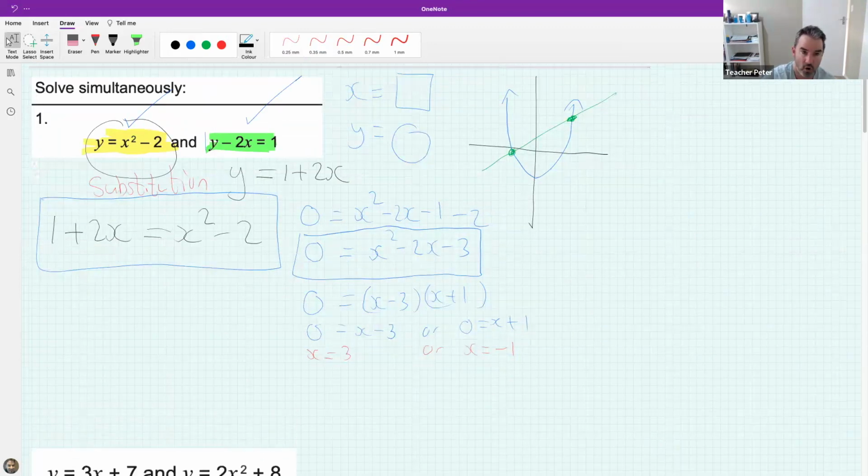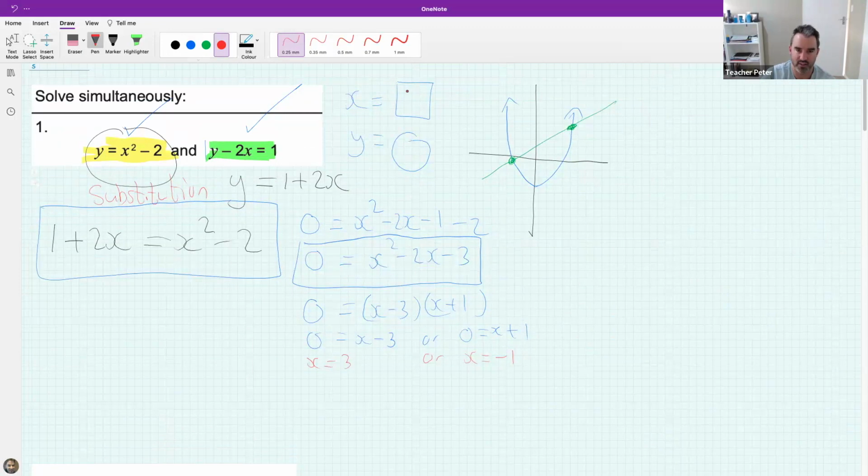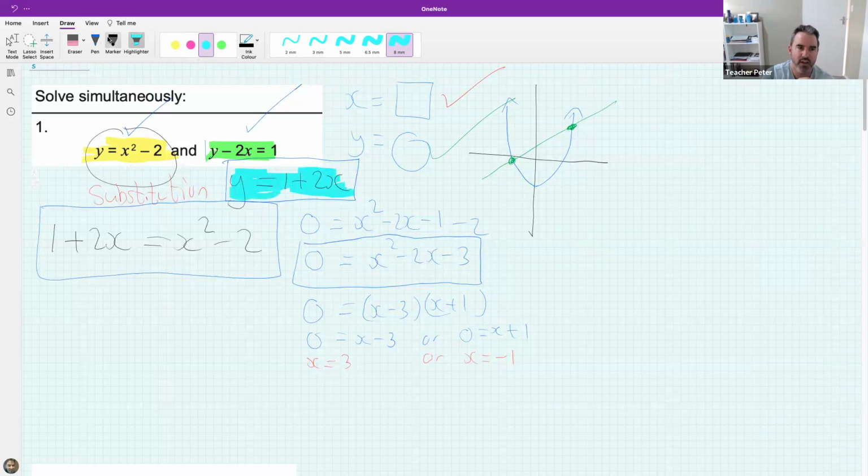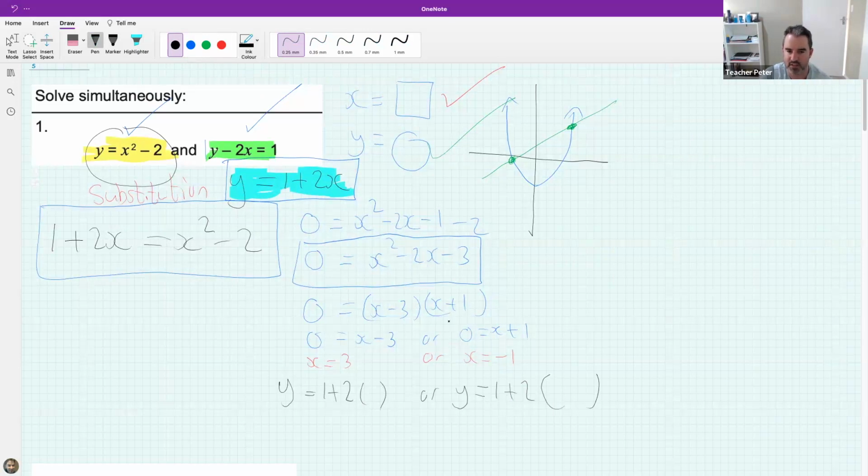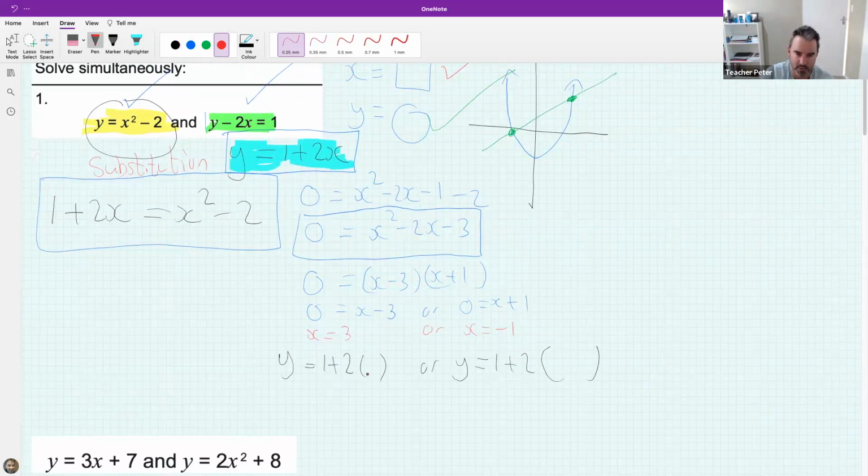Am I done? No, because it said find me what x is. So we found the x's, but we still have to find the y's. The way we find the y is we go back to the original equation that we isolated y with. We take this one over here. I think it deserves its own color. So y equals 1 plus 2x, and we're going to use that to help us. We're going to say y equals 1 plus 2 times something, or y equals 1 plus 2 times something. But the something is not a mystery. The something is going to be 3 in this case, and the something is minus 1 here.